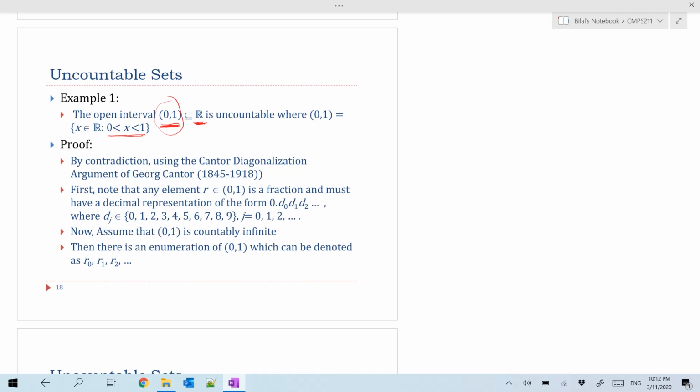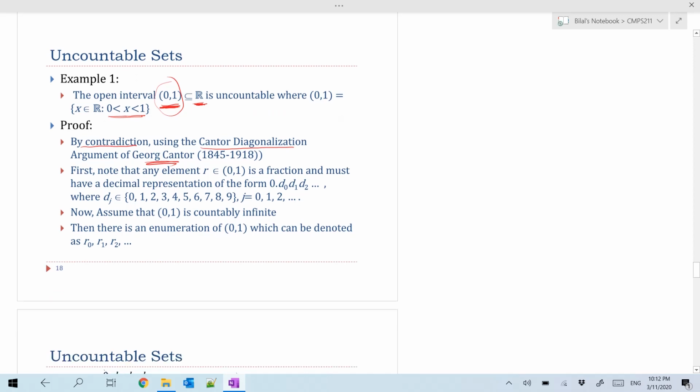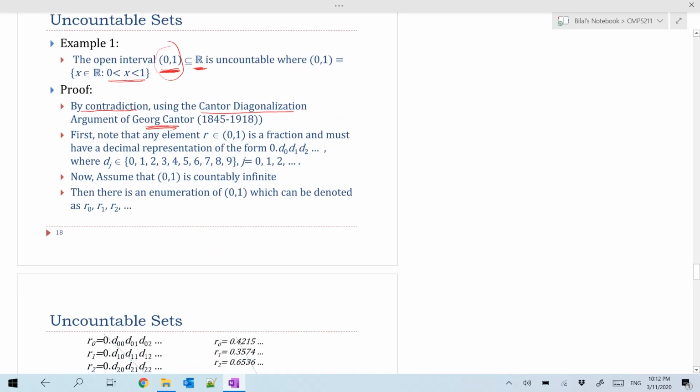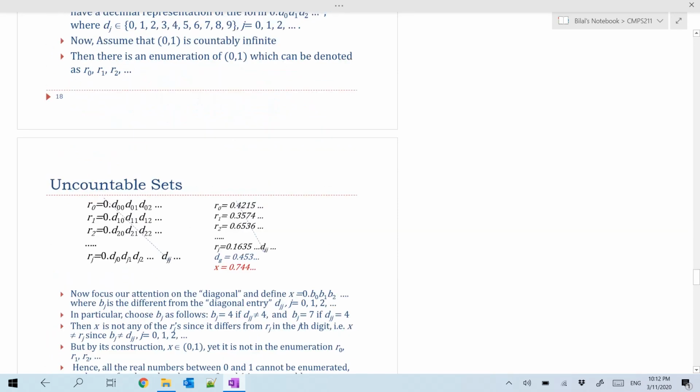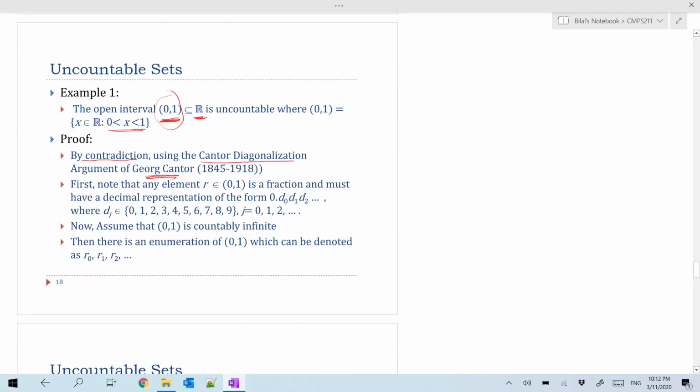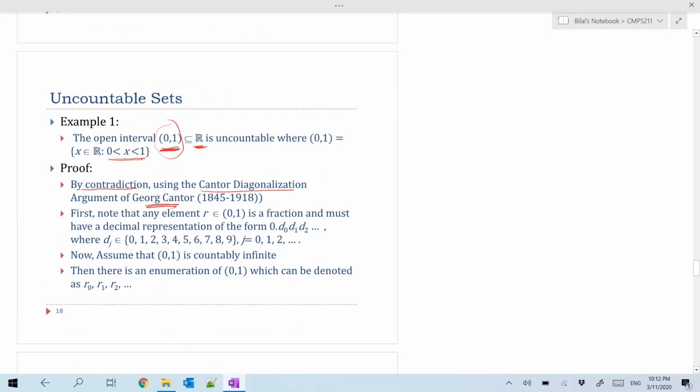And how to prove this? Well, this is done by contradiction using a genius method called diagonalization, proposed by Georg Cantor. So how to do this? We have to suppose that such a mapping exists. Okay, let's suppose that we have such a mapping. I need a white space to write, so I will write beside it.